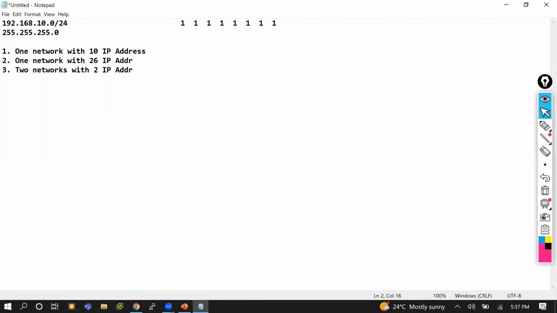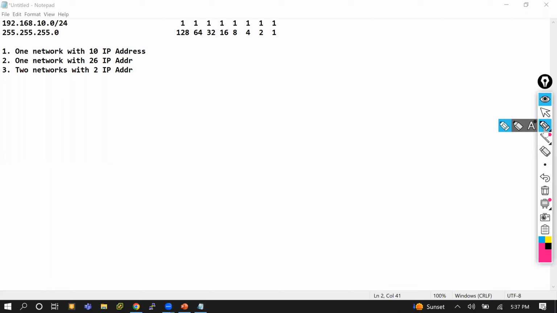This is the class C, and you know the value, right? 128, 64, 32, 16, 8, 4, 2, and 1. This is how the values are here. Every bit has its own value.